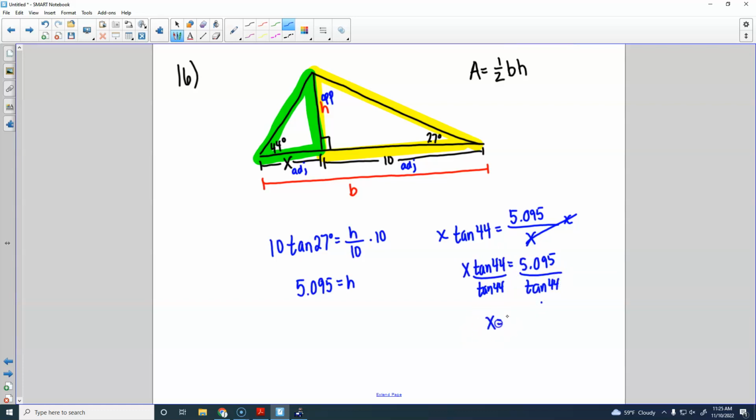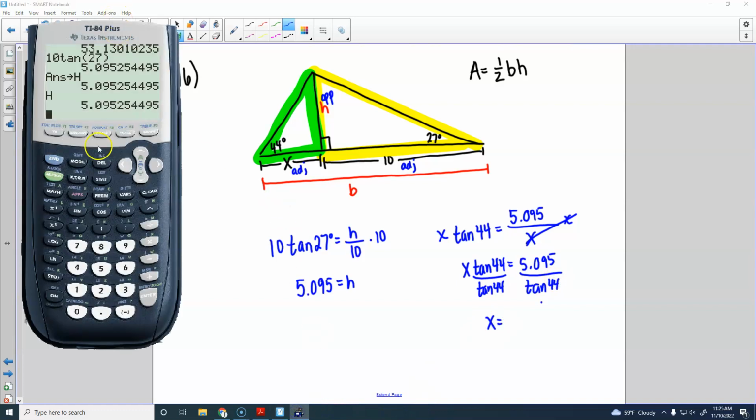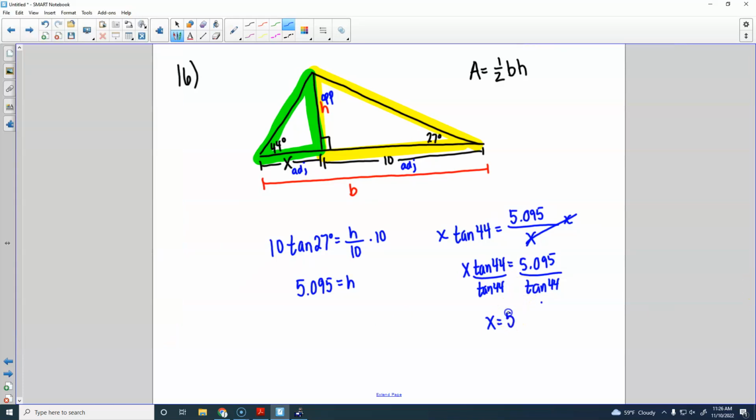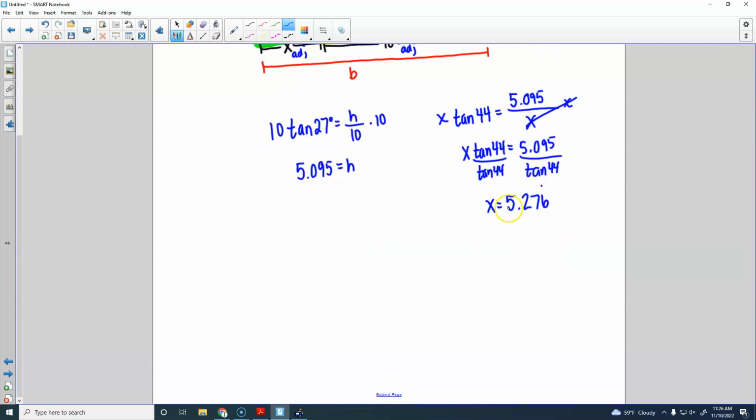So X is going to equal, let's see, in your calculator, it worked out on this particular one where you could just do divided by tangent 44 and you would have gotten the answer. Or if we want to use our fancy new trick, you could tell it alpha H divided by tangent of 44, and you should get 5.276 there. So that's just this little piece.